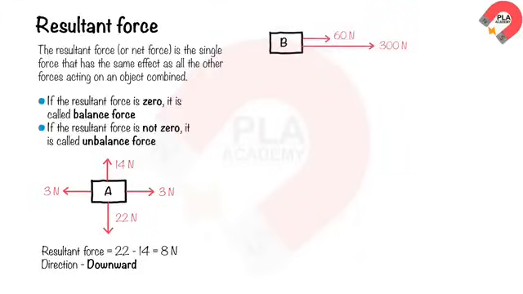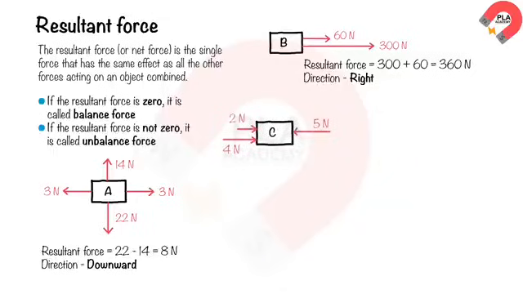A box B has the forces acting on it as shown. The resultant force can be determined by adding the two forces acting to the right, 300 newtons and 60 newtons. So, the resultant force is 360 newtons acting to the right. A box C has the forces acting on it as shown. The resultant force can be found by adding the two rightward forces, 2 newtons and 4 newtons, and subtracting the leftward force, 5 newtons. So, the resultant force is 1 newton acting to the right.